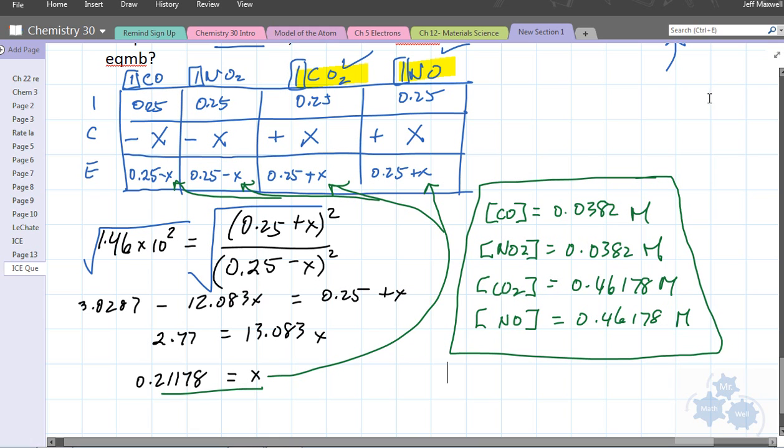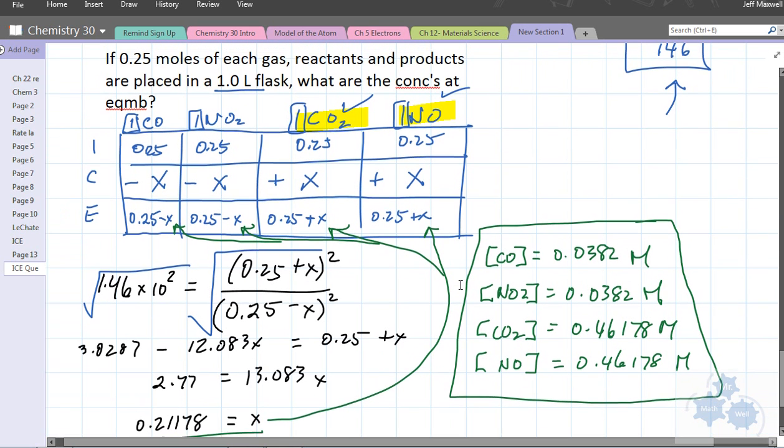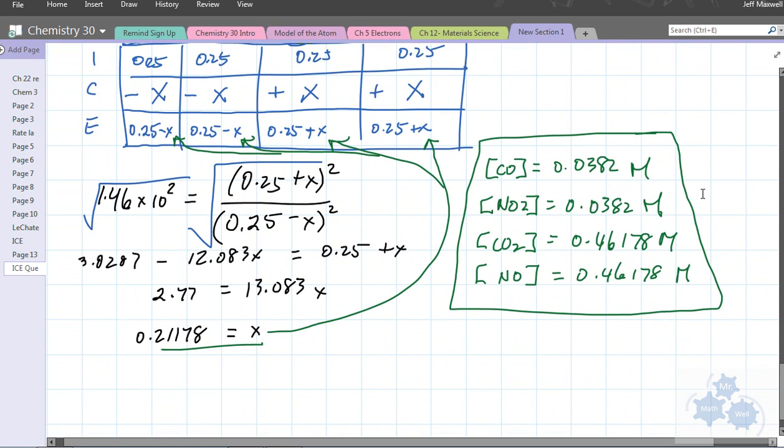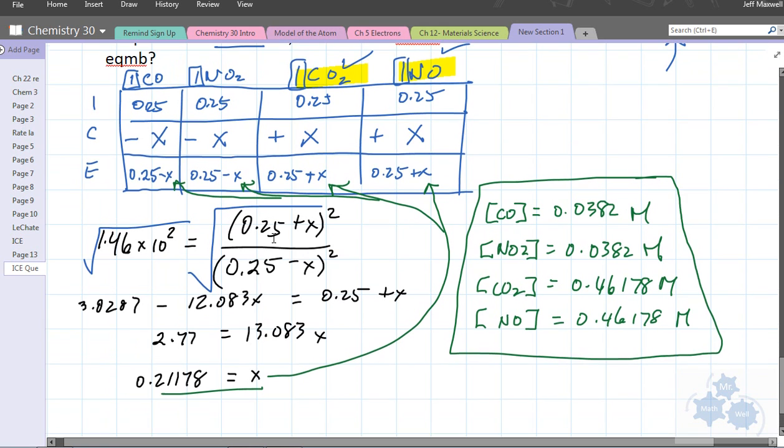All right, so here's how your question should have turned out. KEQ expression, right? The multiplication of the products divided by the multiplication of the reactants. Take the square root of both sides, solve for x, plug x into the equilibrium row, and you should get the concentrations for each. Again, significant figures I'm not too worried about right now. There would be only 2 significant figures in these if we were writing them down. I just want to make sure that you do your calculations properly.